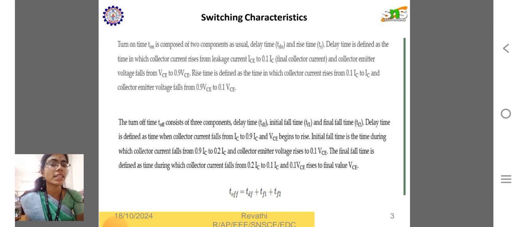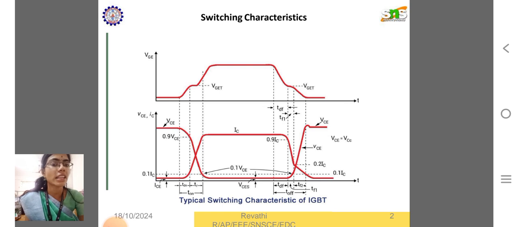Delay time is defined as the time in which collector current rises from leakage current to 0.1 IC, final collector current, and collector emitter voltage falls from VCE to 0.9 VCE. Rise time is defined as the time in which collector current rises from 0.1 IC to IC and collector emitter voltage falls from 0.9 VCE to 0.1 VCE, which is explained in the graphical waveform.